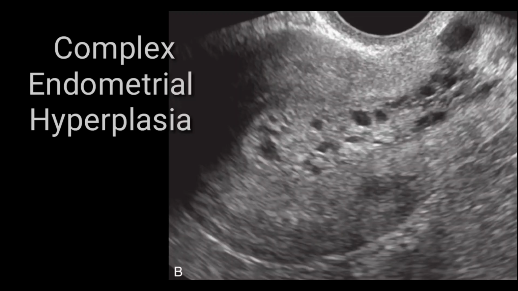This is another transvaginal scan of a 52 year old with a history of post-menopausal vaginal bleeding. This endometrium is 16 millimeter thick, and you can see there is complex endometrial hyperplasia, and you can appreciate numerous small cystic spaces diffusely within the endometrial parenchyma. So this is basically complex endometrial hyperplasia. So this may appear in that condition as well.